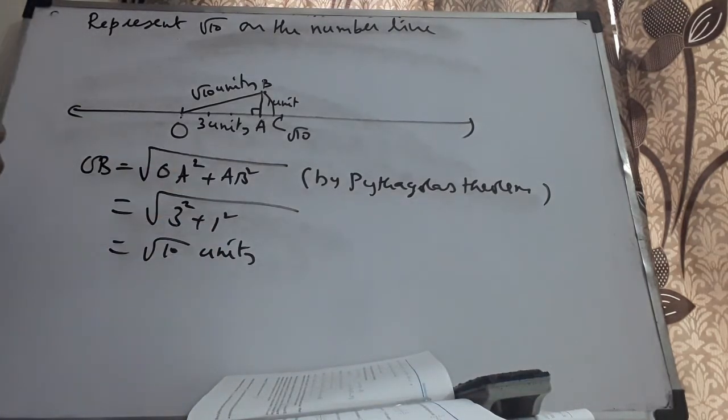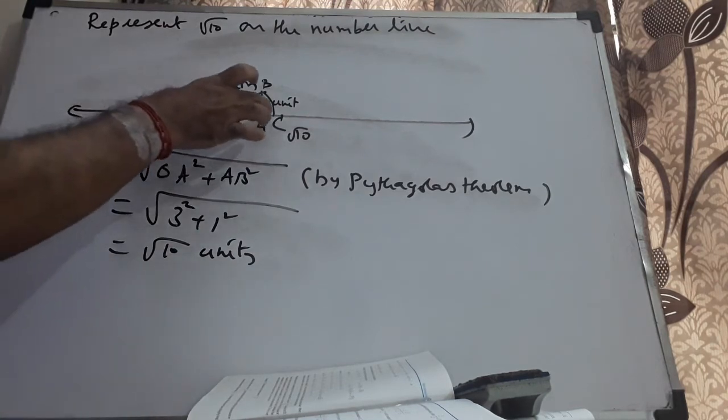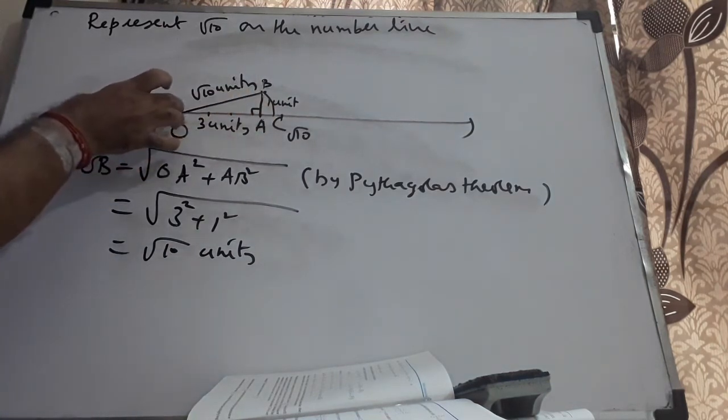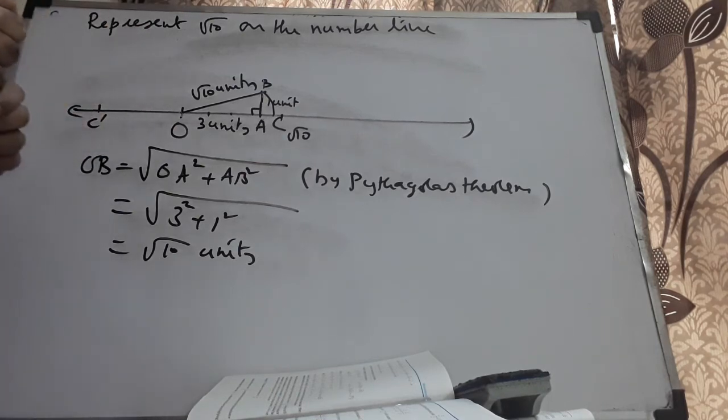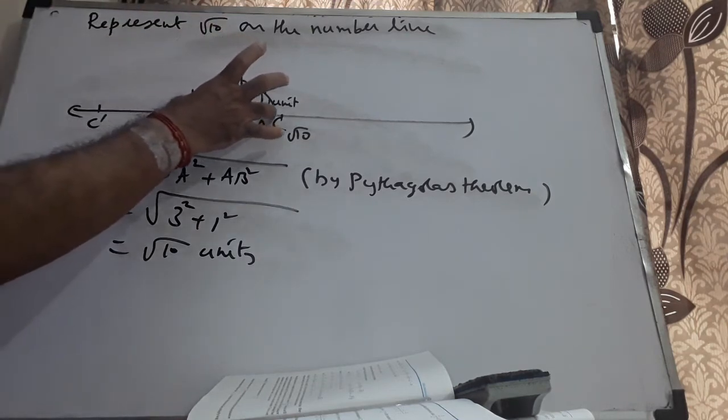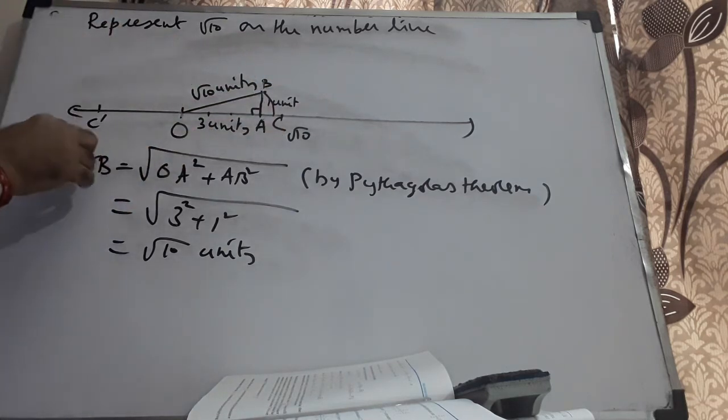In fact, I forgot to tell you, even in the previous case, I measured the same units over here. If I move towards the left, same unit, this point, let us say C dash, will be representing minus root 10 on the real line. You can represent the negative value also on the real line. I repeat, I measure OC, same distance I move over here. I mark the point C dash towards left of O. The point C dash will represent minus root 10.